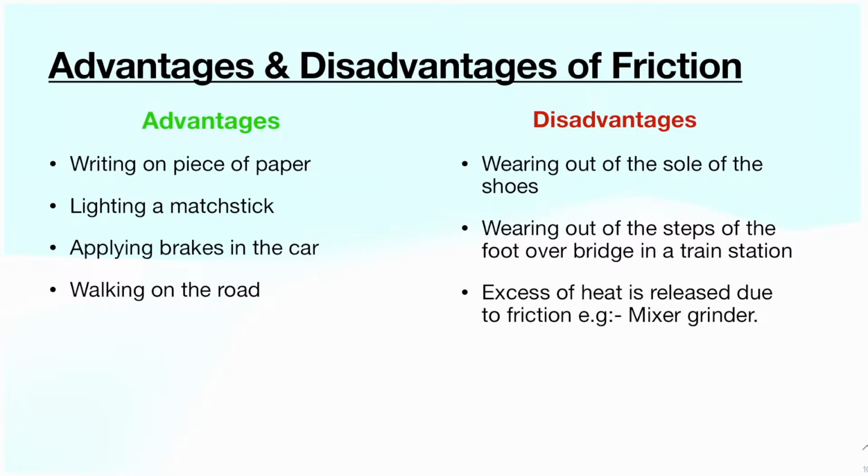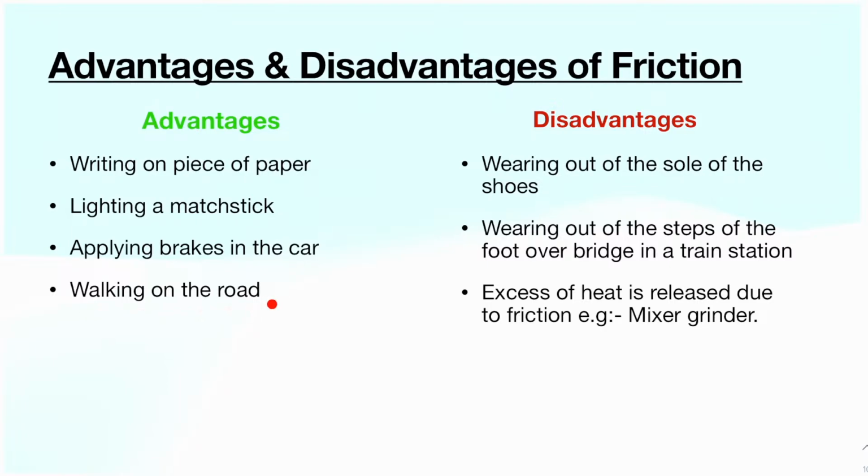Similarly, another advantage of friction is lighting a matchstick. You can see the rough surface on the matchbox and the smooth surface of the matchstick. The smooth surface of the matchstick is rubbed on the rough surface to help us light the matchstick. Applying brakes is also because of friction, because you apply brakes on the road and the object stops. That is because of the advantage of friction.